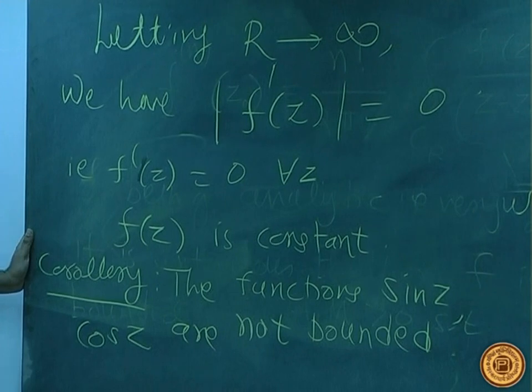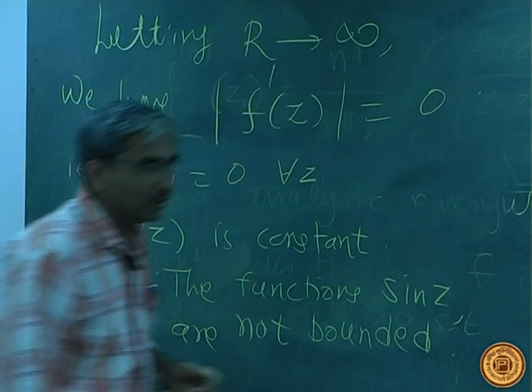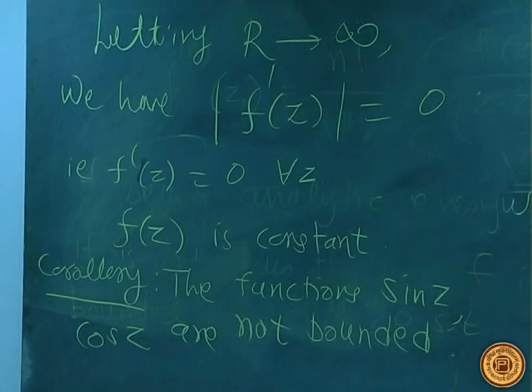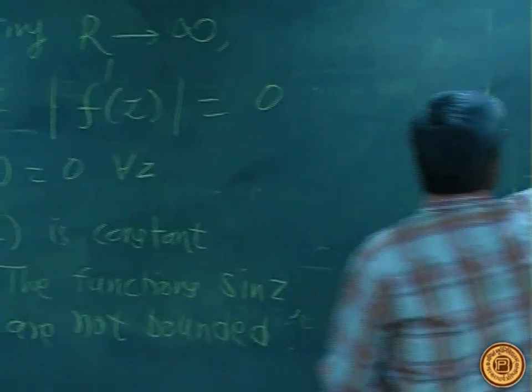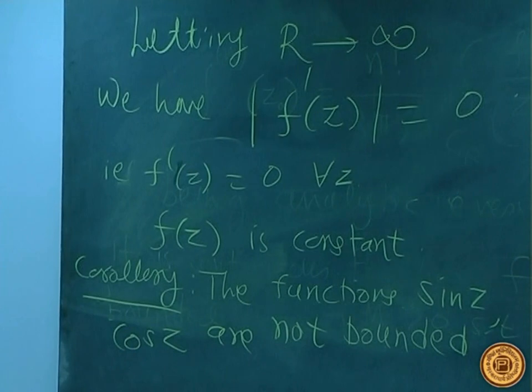Why? Because sin z and cos z are entire functions. Now, if they are bounded, then they will become constant functions by Liouville's theorem. But we know that sin z and cos z are not constant functions. They take several values. Okay? So sin z and cos z are definitely not constant functions, but they are entire. So they cannot be bounded.